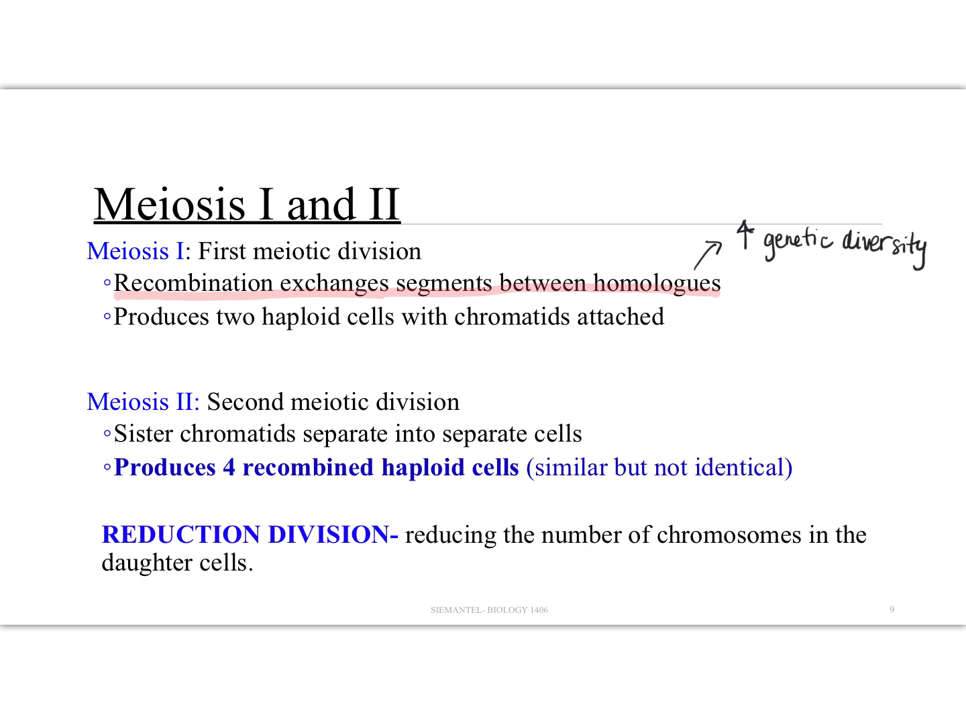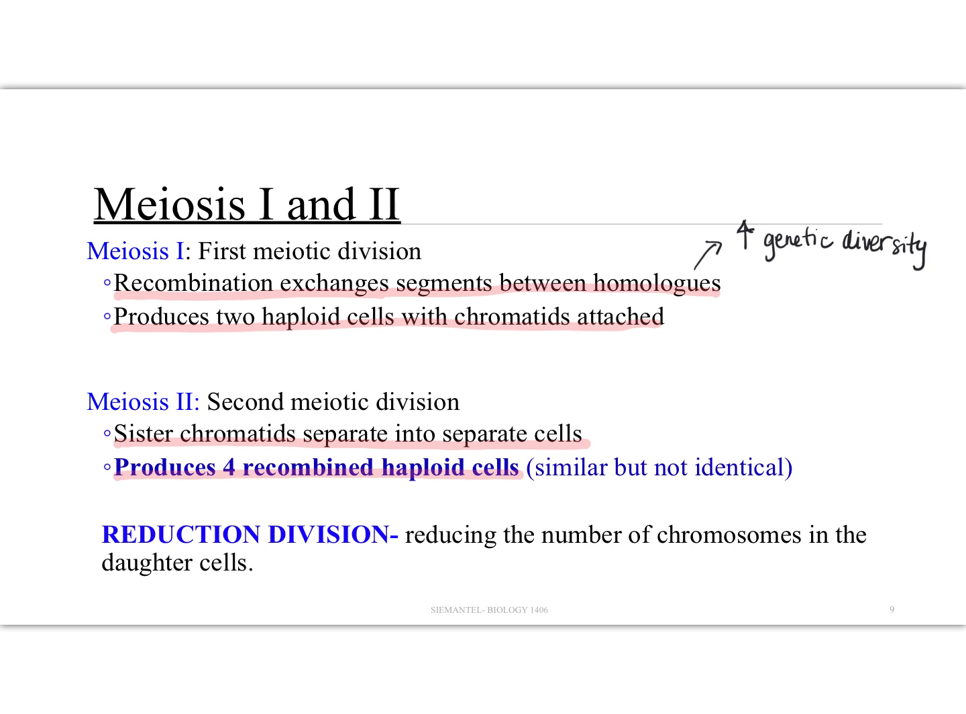Meiosis 1 is going to produce two haploid cells, and those haploid cells are going to have chromatids that are still attached. I'll show you better in the picture that's coming. In meiosis 2, the second meiotic division, those sister chromatids are going to separate from each other and end up in separate cells. So in meiosis 1, the homologous pairs separate from each other, and in meiosis 2, the attached sister chromatids separate from each other. At the end of meiosis 2, we will have made four recombinant haploid cells.